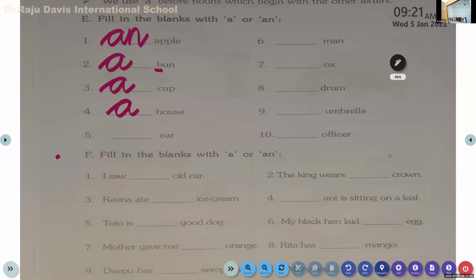Jewel, get ready, okay? If you're finished with the fourth one, let's move on to the fifth question. An ear. Very good. It is an ear. So E is a vowel letter, so we have to use an before the word. Okay? Very good. Try to complete all the 5 questions.